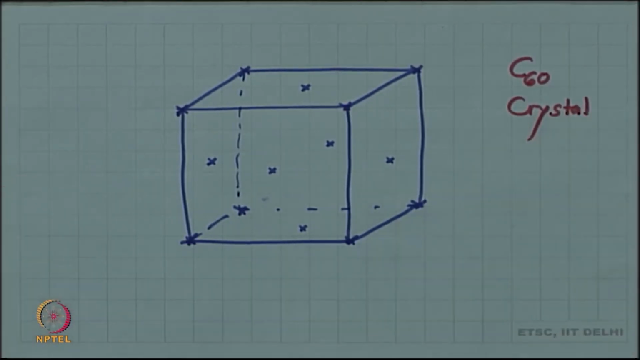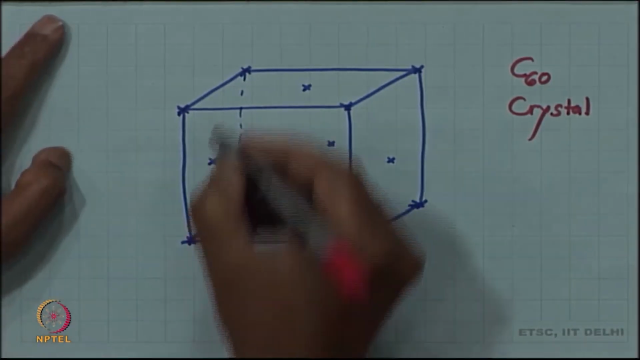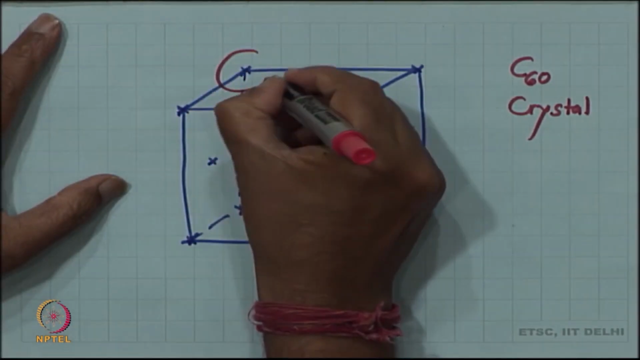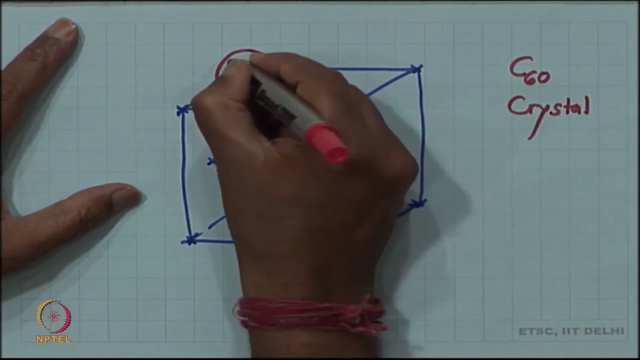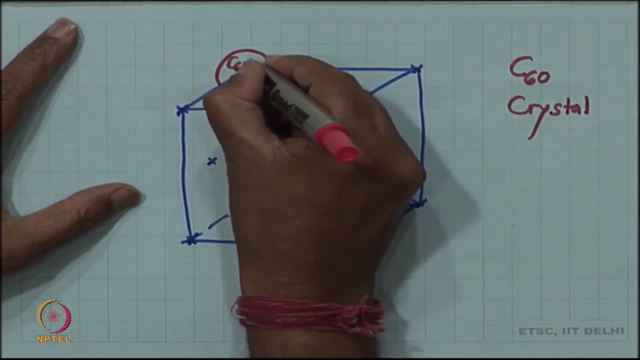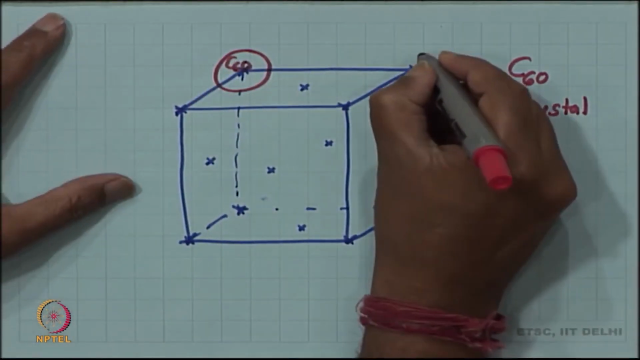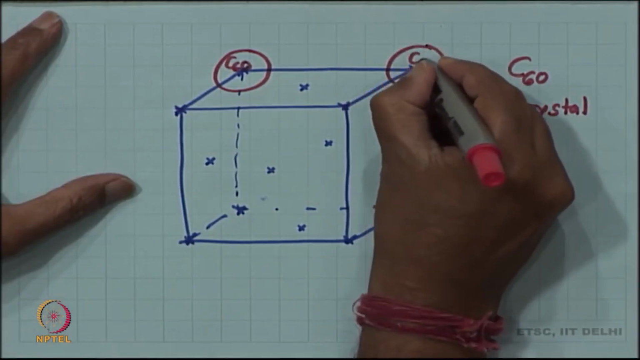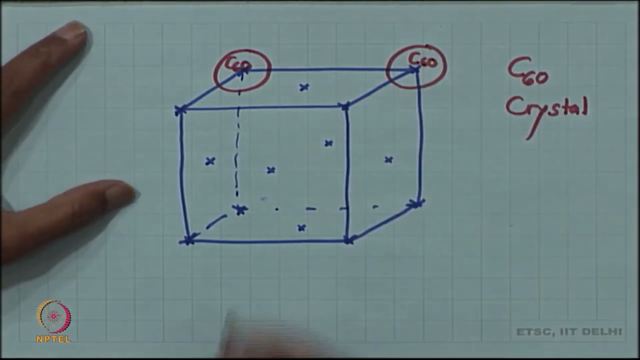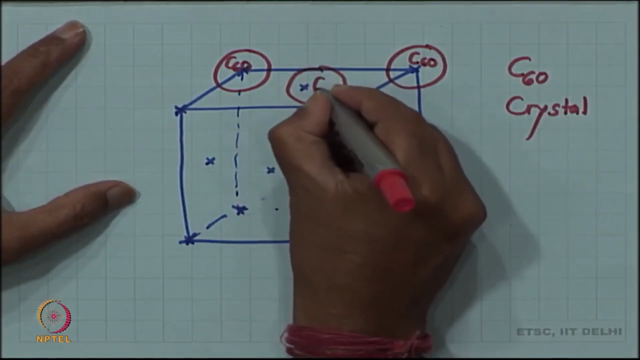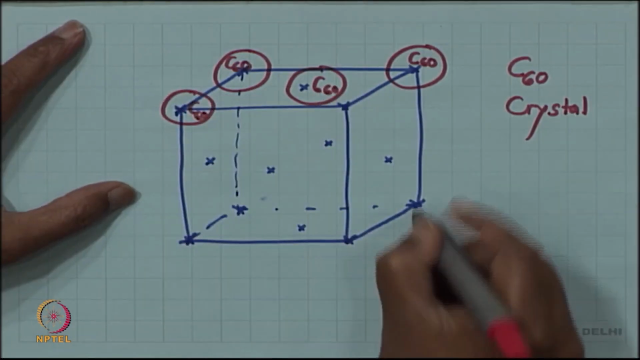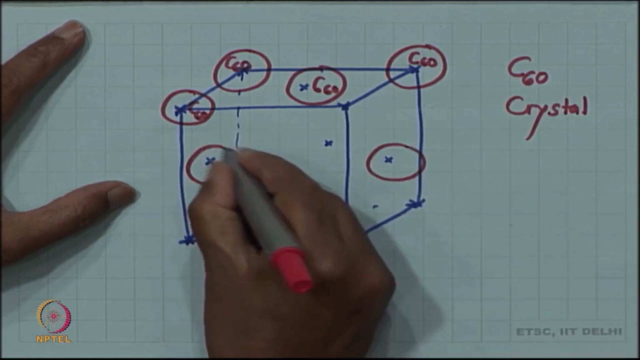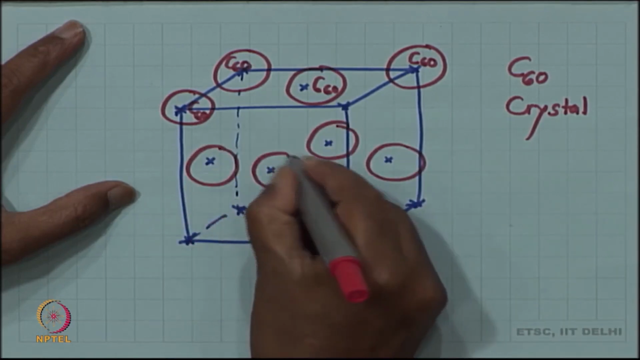If I now think in terms of the C60 solid or a C60 crystal, I place the C60 molecule, the truncated icosahedron molecule, at each of the lattice points. Now, I will have difficulty drawing the C60 molecule exactly, as you can understand. So, I just draw a sphere and write C60 inside it to represent that it is not a single atom, but a 60 atom molecule. So, I keep placing a 60 atom molecule at each of these lattice points.